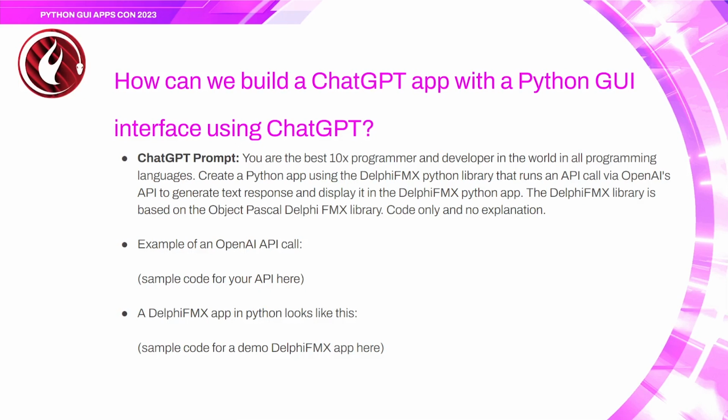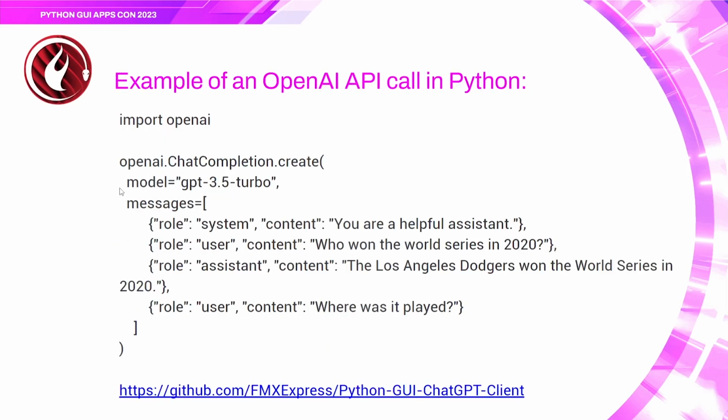And then what I do is I provided an example of an OpenAI API call, and I put that example in there. And then I provided an example of the DelphiFMX app format. So I put the Hello World app or another app, some sample code in there, and see what it comes up with. So I set that all up, and here is the example of the OpenAI API call in Python.